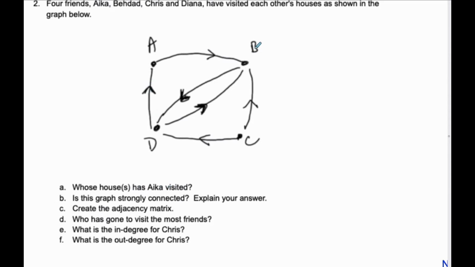Well, this is what we call a directed graph. And so the arrows matter. And so if we look at where Ika is, the only house that Ika's gone to is Bedad's house. That's the only house that she's gone to.